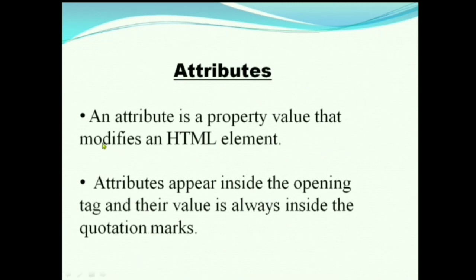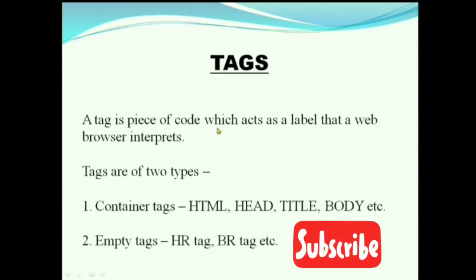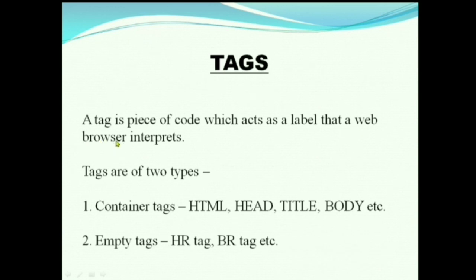Attributes. An attribute is a property value that modifies an HTML element. Attributes appear inside the opening tag and their value is always inside the quotation mark. Before explaining attributes, we should know about tags. A tag is a piece of code which acts as a label that a web browser interprets. Web browser, you know, means Google Chrome, Internet Explorer, Mozilla Firefox. That is known as web browser.